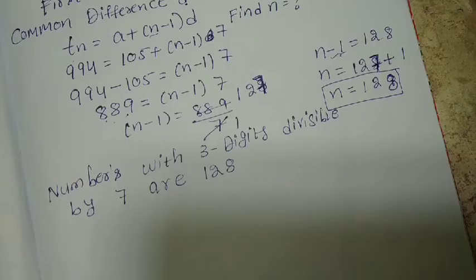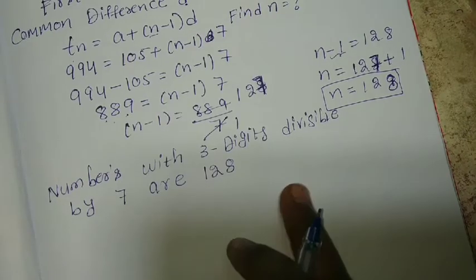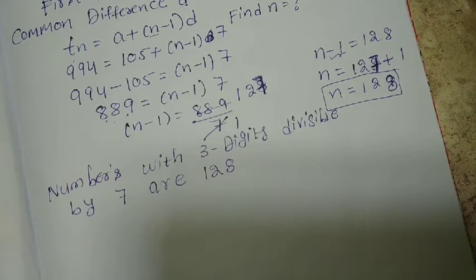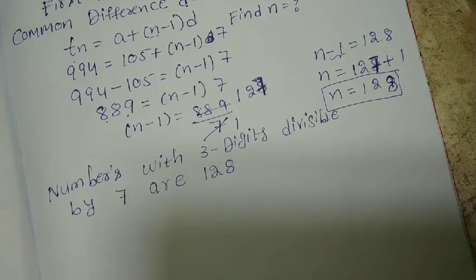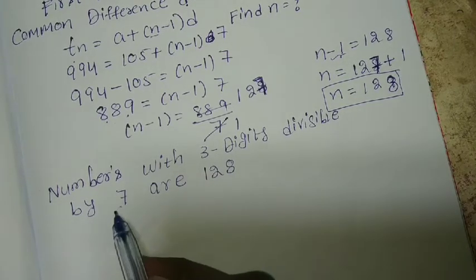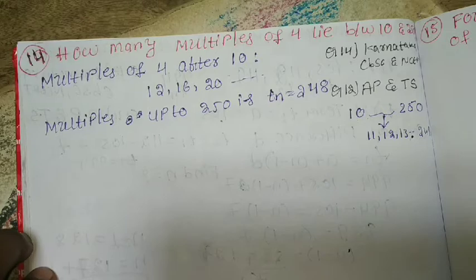Write in the conclusion. Write down in the conclusion: numbers with 3 digits divisible by 7 are 128. Okay, 128 numbers, that means 3 digit numbers divisible by 7. This is our question. Understand?